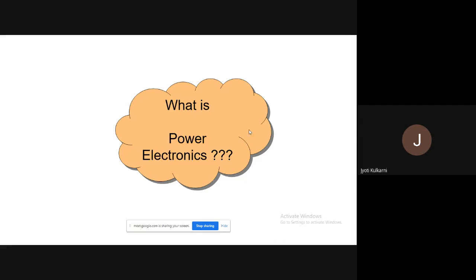Yes, Kalyani. What is power electronics? Can you give the answer to this question? Thyristor. Okay, thyristor is one of the devices that comes under power electronics. Good answer. Can any other try? Study of different devices. Very good, study of different devices. Any other?